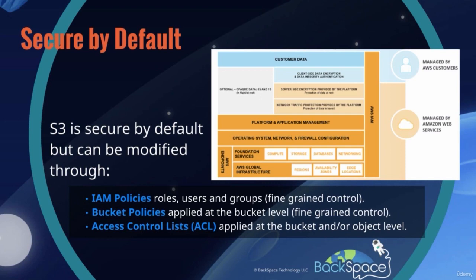And finally, we have access control lists. They can be applied at either the bucket or individual object level. So you can have a public bucket, and inside of that public bucket, you could have private objects based upon an access control list.